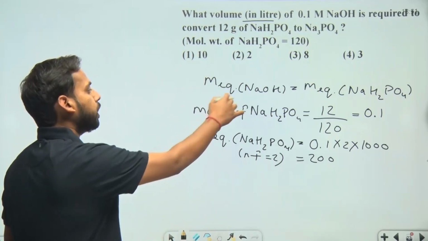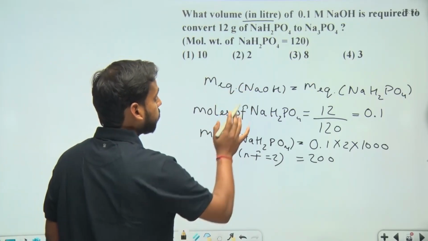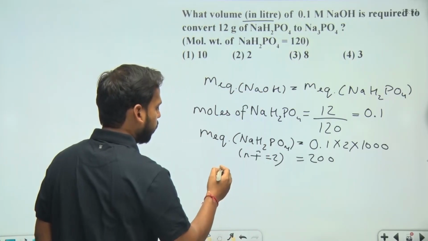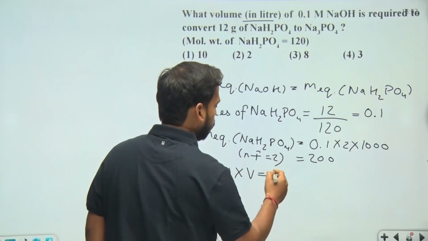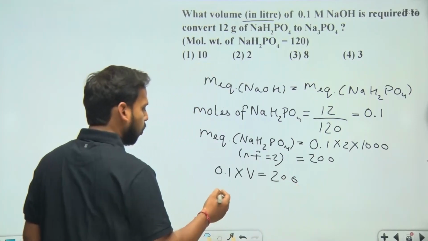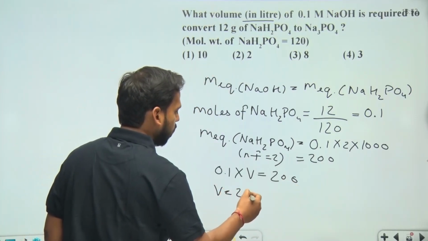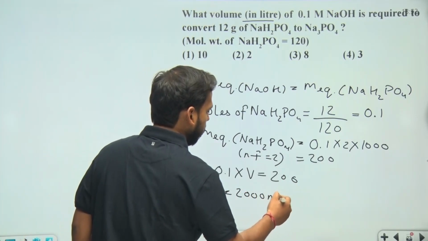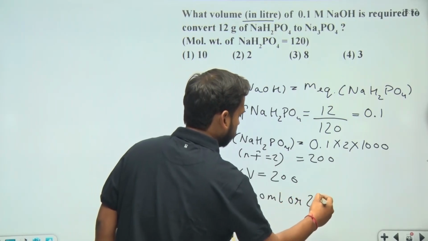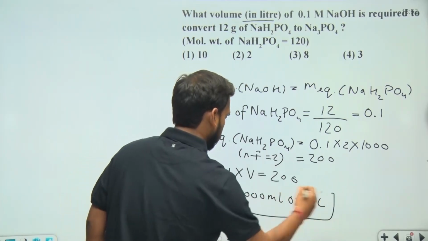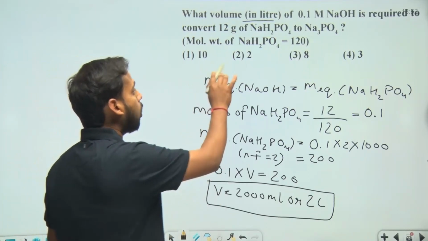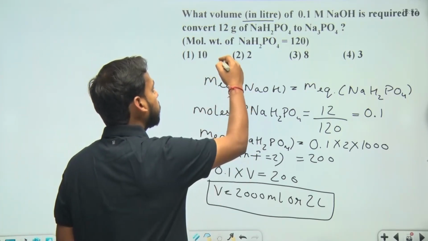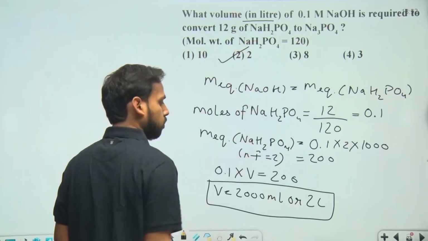And for the milliequivalent of NaOH, it will be molarity, given as 0.1, into volume V, equals 200. So the volume comes out to be 2000 ml or 2 liters. So it is given as option 2. So the correct option is option number 2.